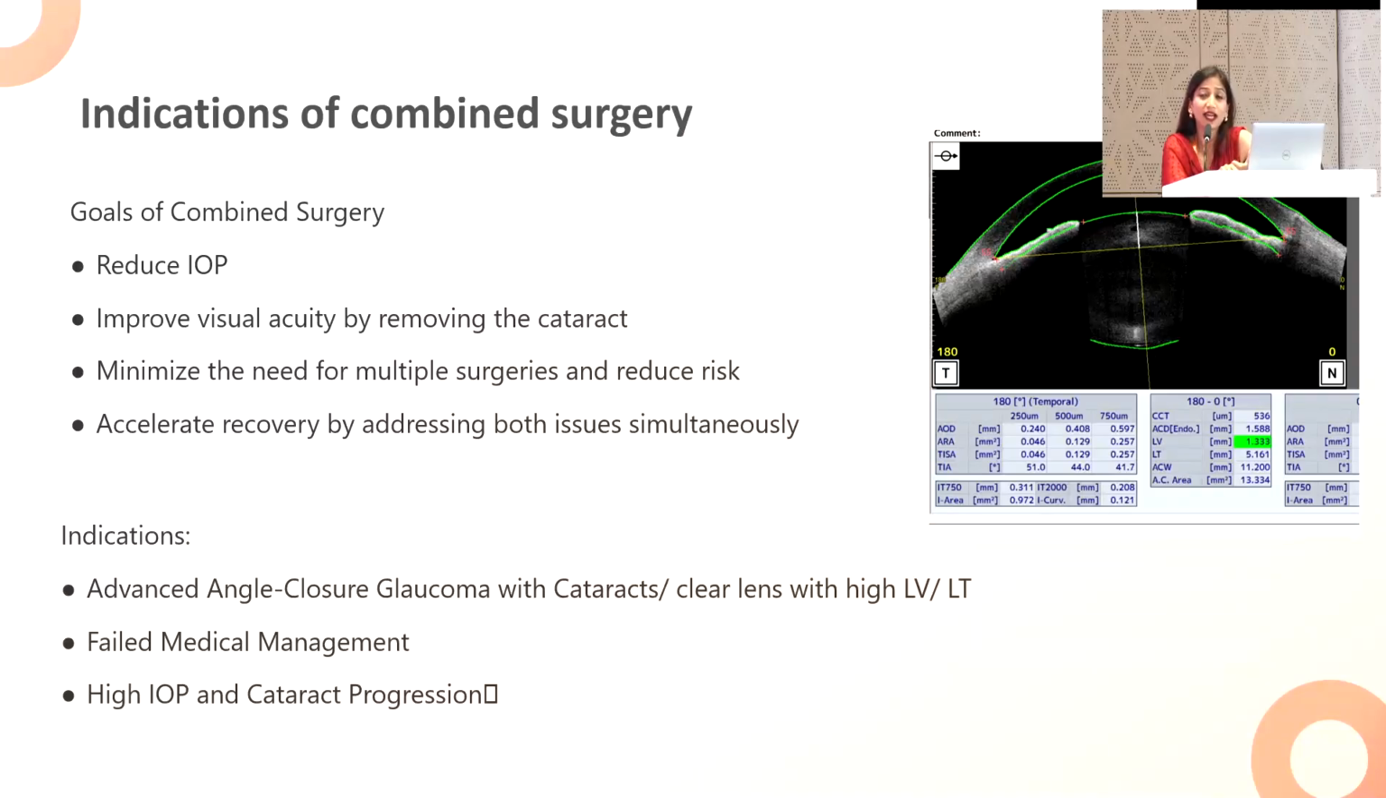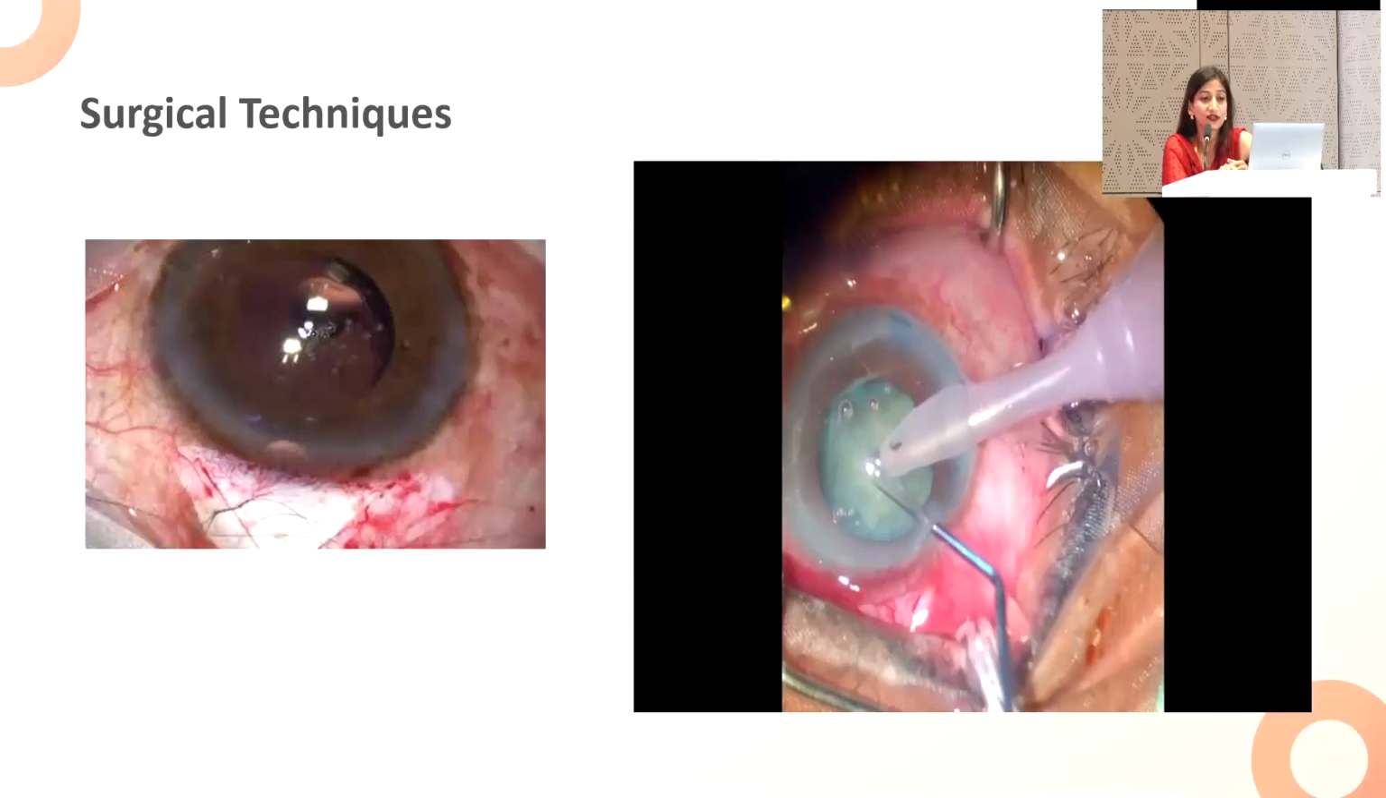So in cases of cataracts, you definitely need to remove them, but in clear lenses with high lens vault or lens thicknesses, again the role of lens handling becomes important along with trabeculectomy. Failed medical management is again an important indication, and higher IOPs along with some amount of cataract progression.